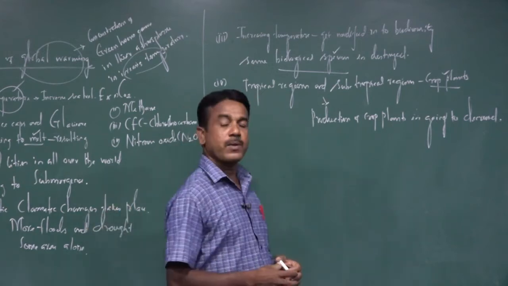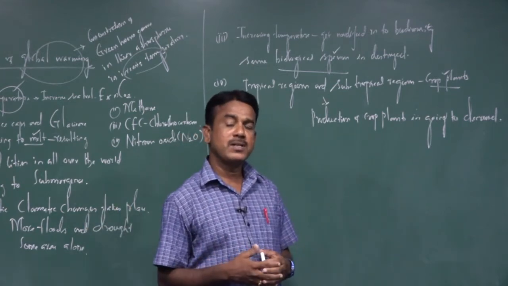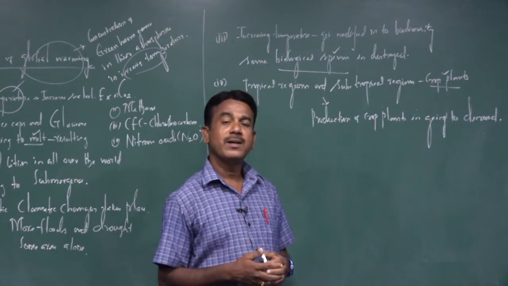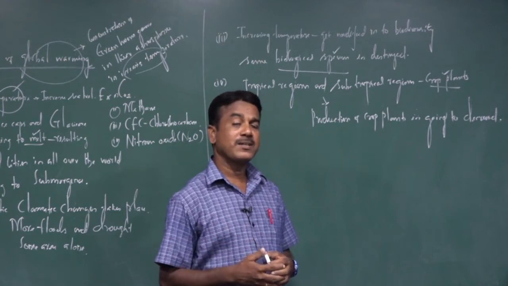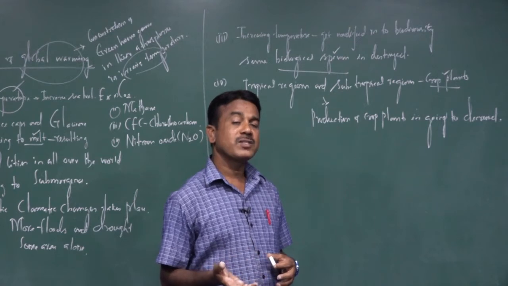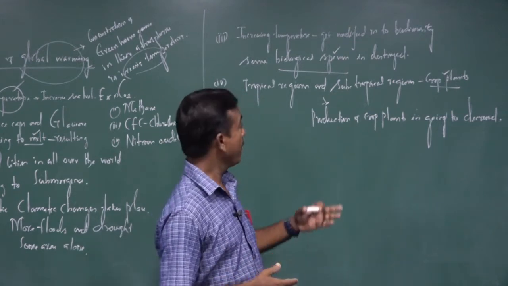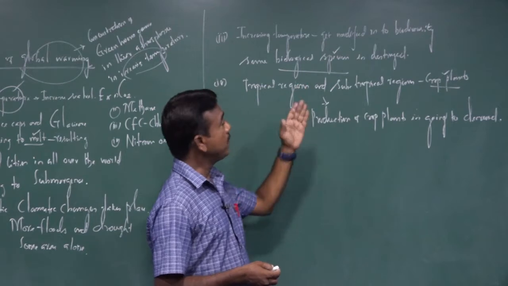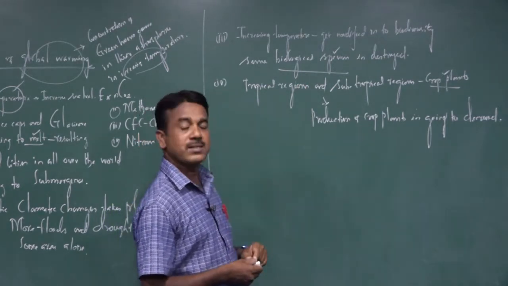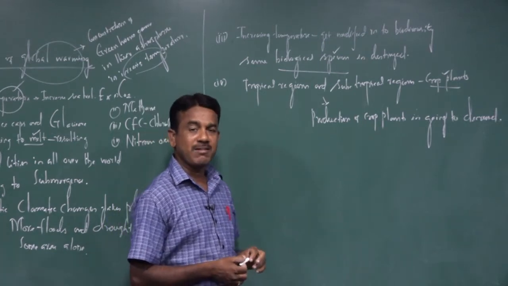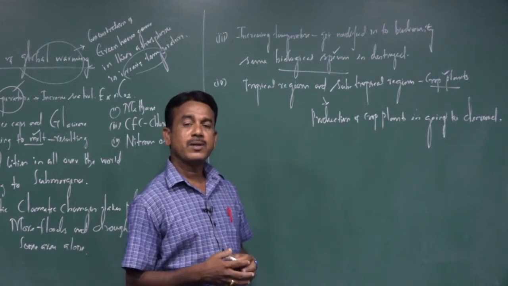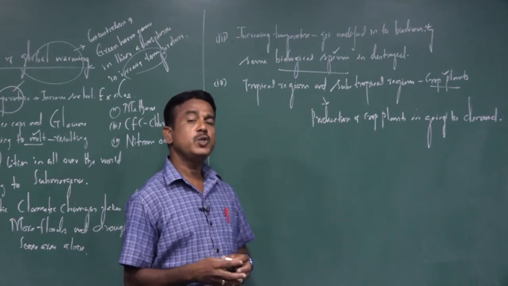Second thing, due to increasing temperature, drastic climatic changes or drastic climatic patterns take place. Due to these drastic changes, abnormal floods and droughts happen in some areas. Due to increasing temperature, biodiversity is modified, and some biological species are going to be recorded or destroyed.